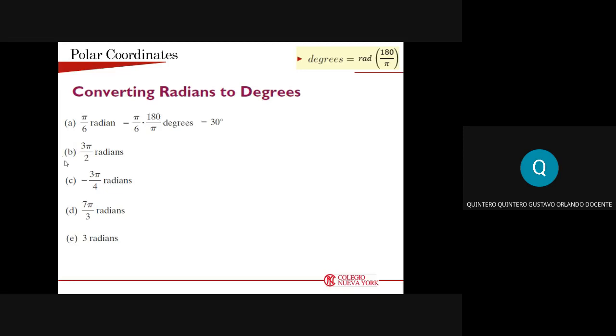Let's see who gets B first now. 3 pi over 2, change to degrees. Let's see it. Juan Sebastián Parrao, we have one answer, 270. Is that correct? Let's see. Sara Sofia, 270. Let's see about that. All right, so we have our equation now.